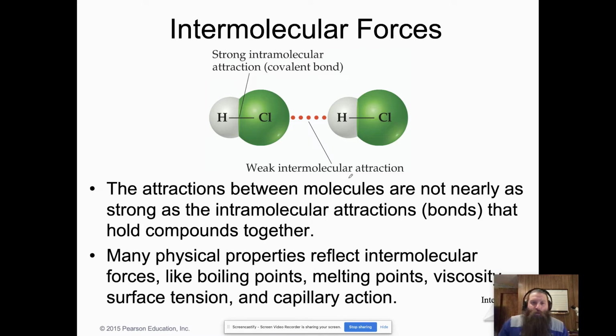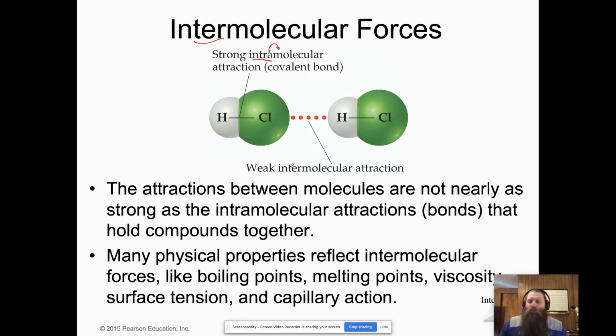Now, something to point out so that we don't get mixed up. There is a difference between intramolecular and intermolecular, okay? When you see intramolecular, think within a molecule. So that's how you form a molecule. That's a bond. An intermolecular force, on the other hand, is between. So inter, between. It's the force of attraction between two molecules.